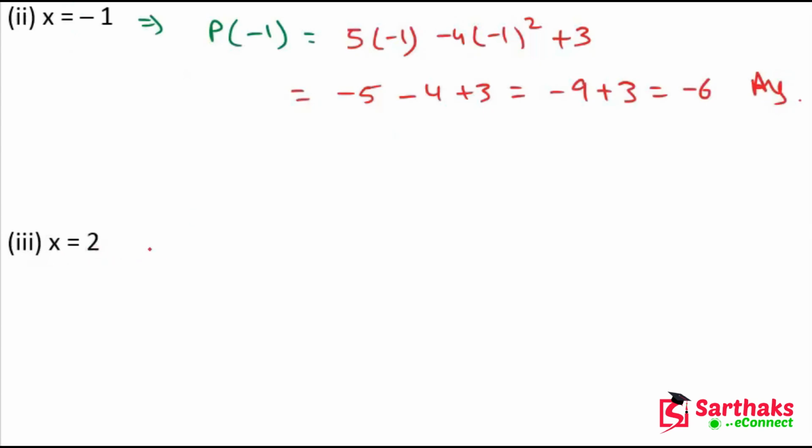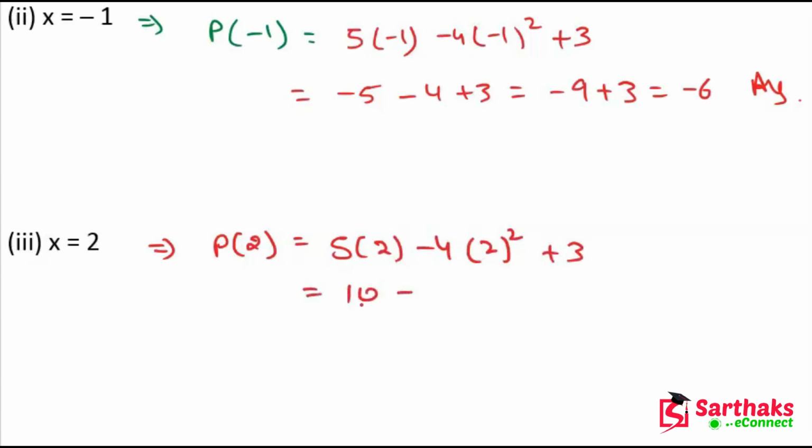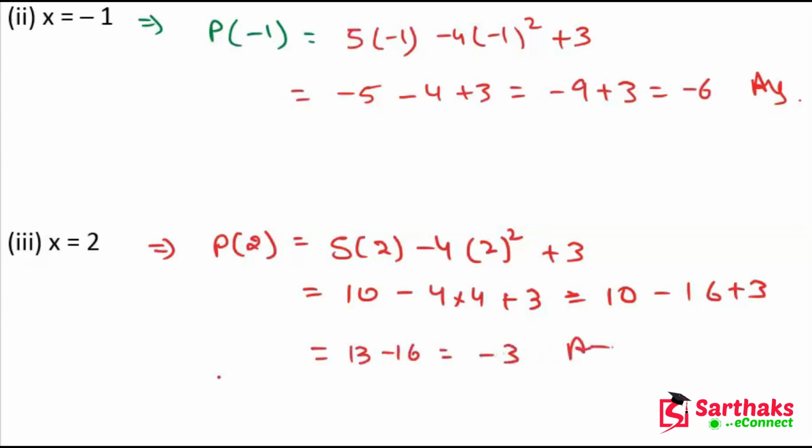So now we have to put x is equals to 2. So we get p of 2 is equals to 5 into 2 minus 4 into 2 square plus 3. So this will give 10 minus 16, here we get 2 square is 4, plus 3. So my dear friends, 10 plus 3 is 13 minus 16. So we get minus 3.